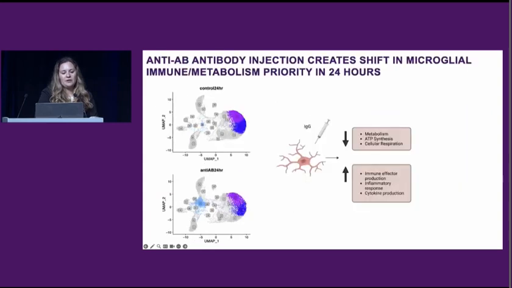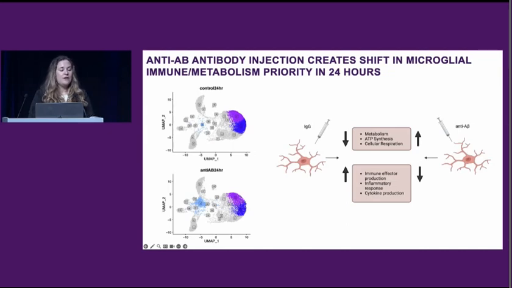And these cells in cluster 2, which were highly favored in the anti-A beta group, are favoring cellular respiration. So to bring this all together, I showed you that if a brain is injected with IgG, those microglia tended to favor immune effector processes and inflammation, and they downregulated cellular metabolism. However, if the brain was injected with the anti-A beta, those microglia shifted and instead favored metabolism-based processes and downregulated their immune response. And all of this is happening at that 24-hour time point.